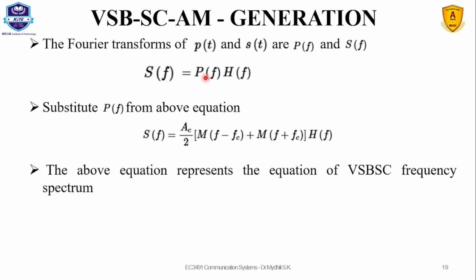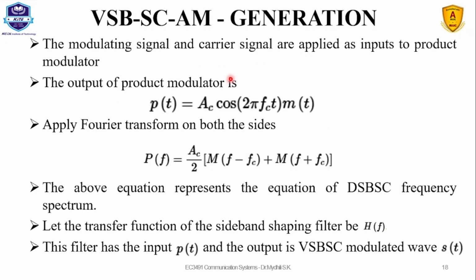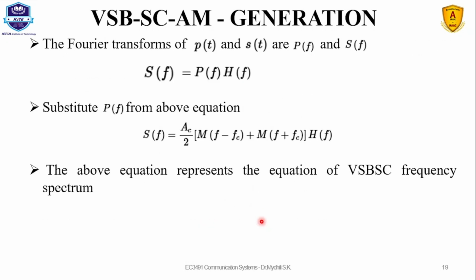So S of f is nothing but P of f into H of f. We know H of f is the transfer function of the filter. So S of f is equal to P of f into H of f. Now substituting P of f from the equation solved above, we will be getting Ac by 2 into M of f minus fc plus M of f plus fc into H of f. This equation represents a vestigial sideband spectrum in terms of frequency components.